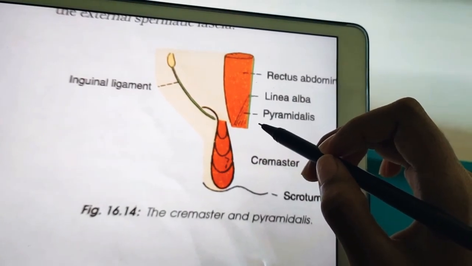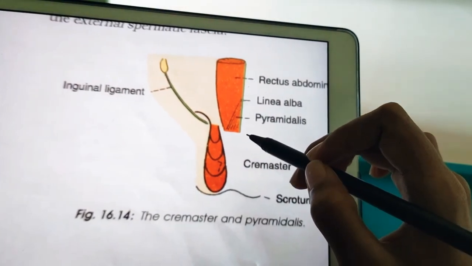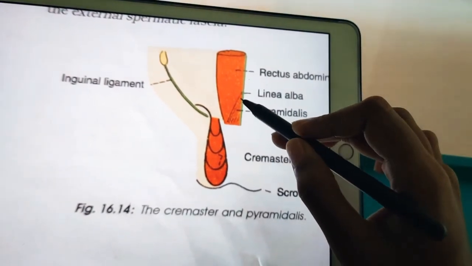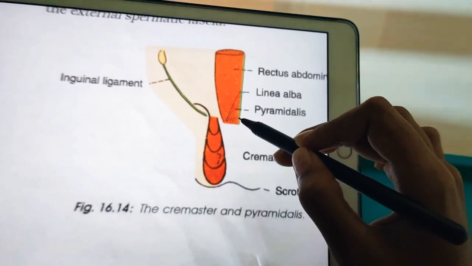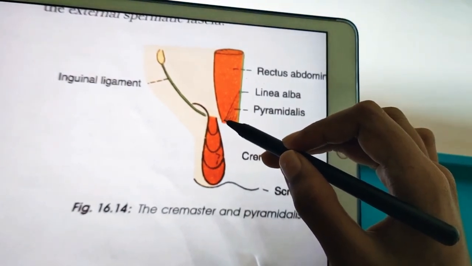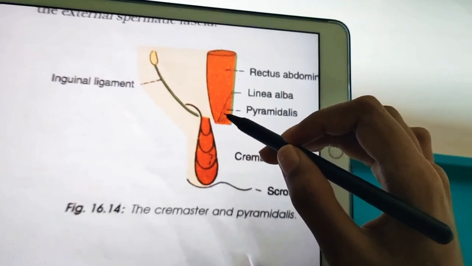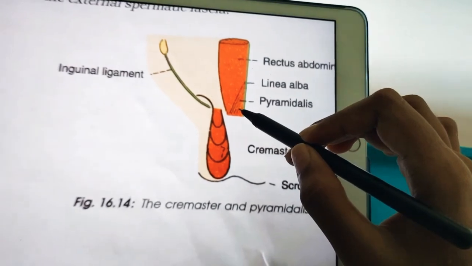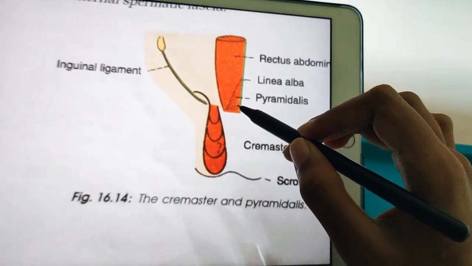It arises from the anterior surface of the body of the pubis, and its fibers pass upwards and medially and get inserted into the linea alba. So you can see they are inserted into the linea alba. They arise from the anterior surface of the body of the pubis and are inserted medially into the linea alba, and this muscle is supplied by the subcostal nerve. You know, the subcostal nerve root value is T12, right?